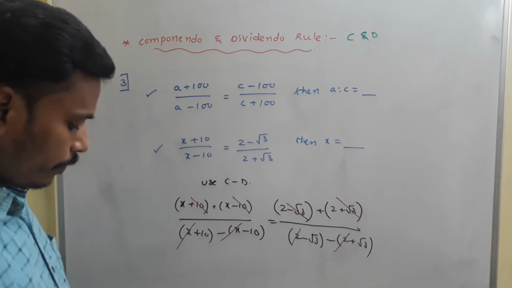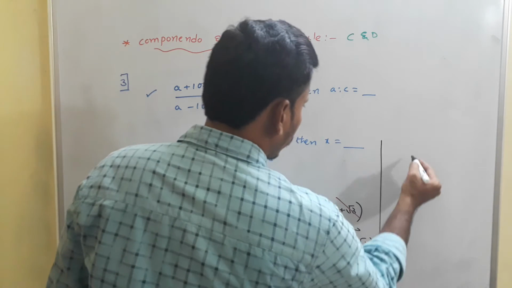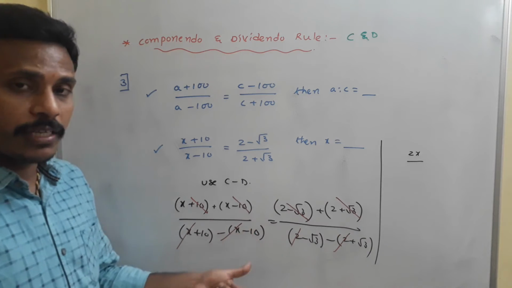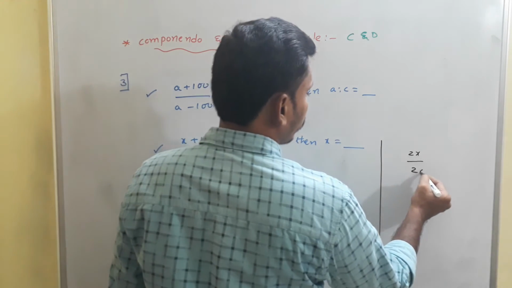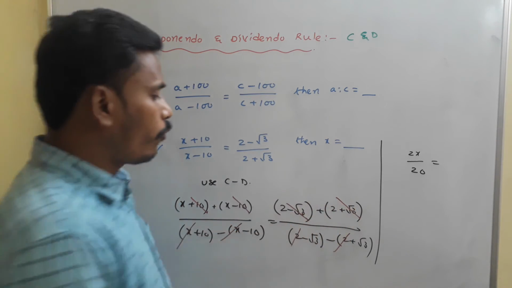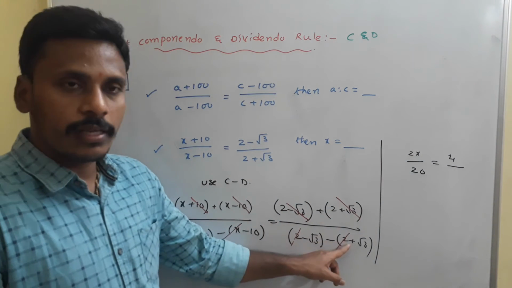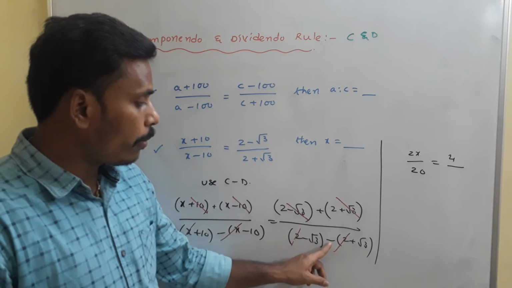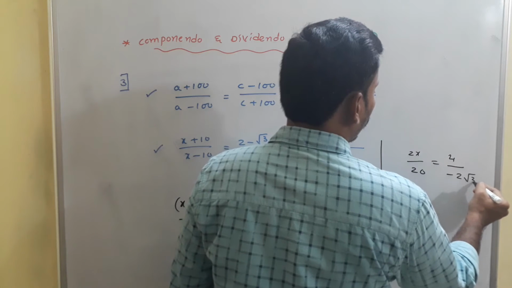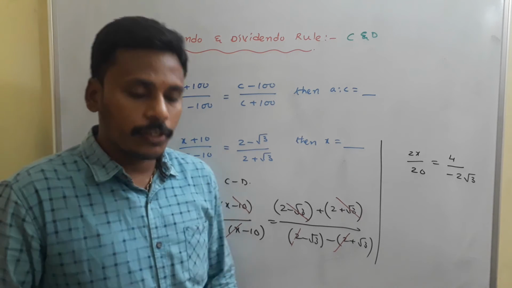So next step is what? Left side, numerator x plus x, which is 2x, by the denominator 10 minus of minus 10, plus 10, so that is 20, is equal to this side, since √3 gets cancelled, 2 plus 2 is 4, divided by the denominator, 2 and minus 2 get cancelled. This is minus √3 and minus √3. Minus √3 means minus 2√3. So 2x/20 is equal to 4/(-2√3).